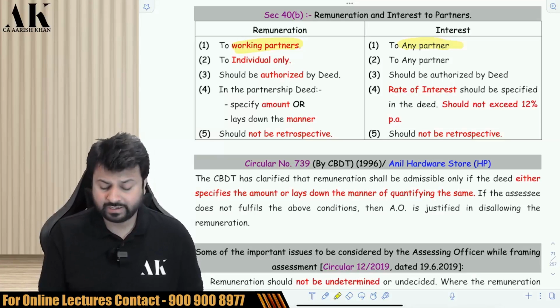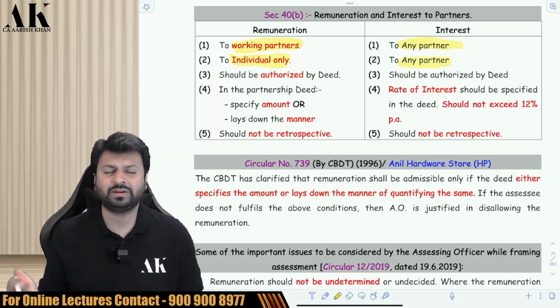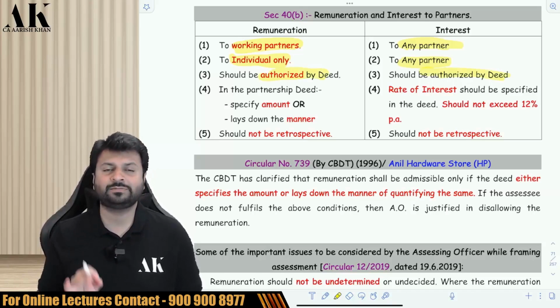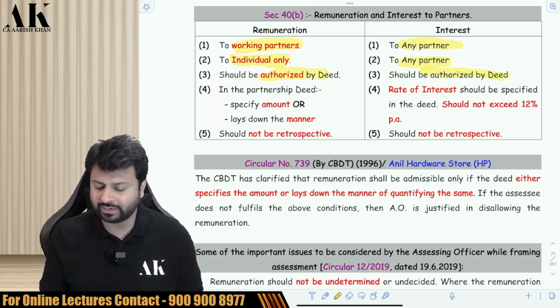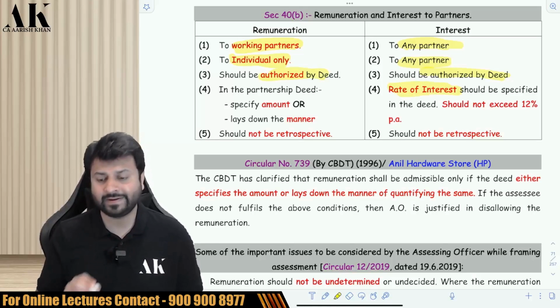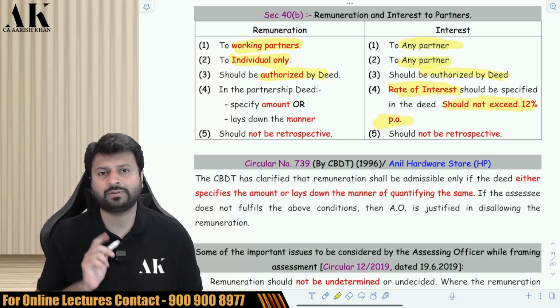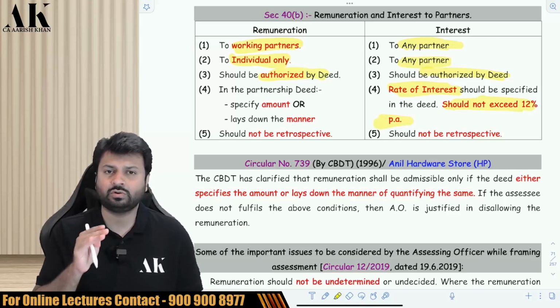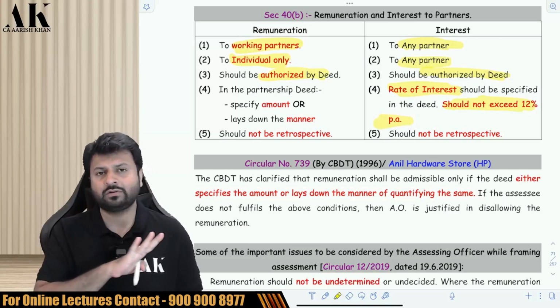Second, remuneration is allowed only if you pay to individuals. Interest can be paid to individuals, firm, company, any person you can pay interest, you will get the deduction. Third one is that remuneration and interest both should be authorized by the deed. What should be written in the deed? For interest, rate of interest should be mentioned in the deed, and that rate of interest should not exceed 12% per annum. If it is exceeding 12% per annum, then the government will restrict that to 12% per annum. Above 12%, it will be disallowed.